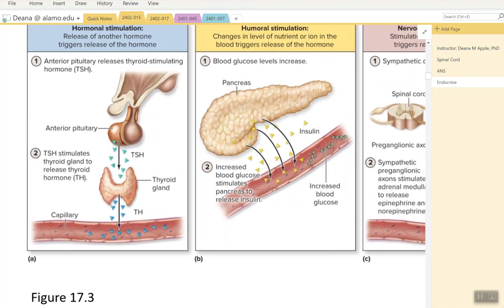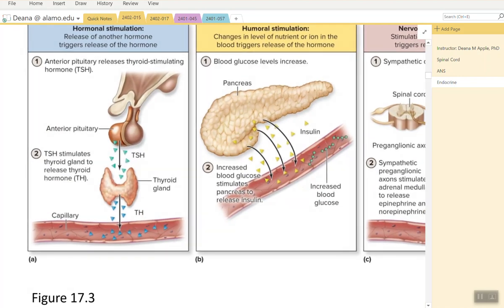Okay, so like hormonal stimulation. The anterior pituitary sends out hormones that then act on target tissues and make those target tissues send out hormones. So thyroid stimulating hormone is released from the anterior pituitary into the bloodstream. It then goes to the thyroid gland, where thyroid hormones, T4 and T3, primarily T4, are released into the bloodstream and then they act on some tissue.